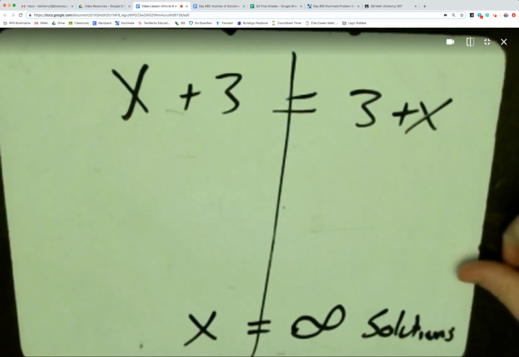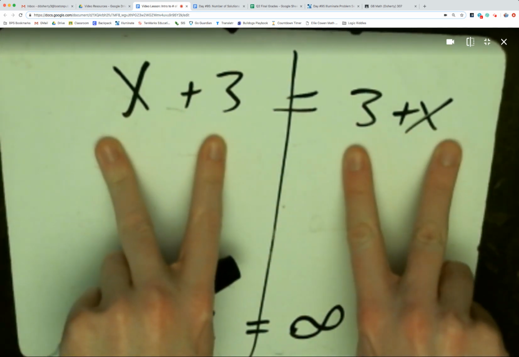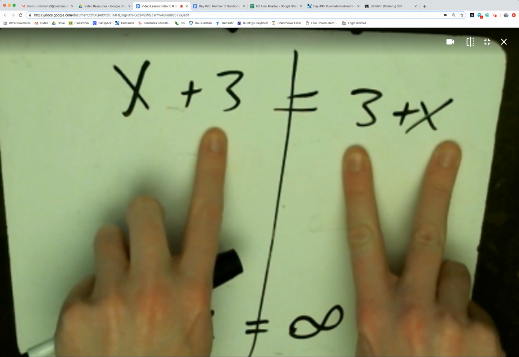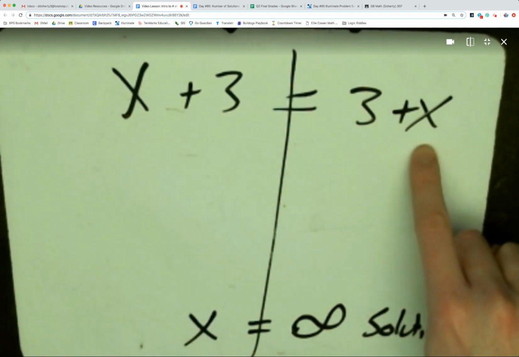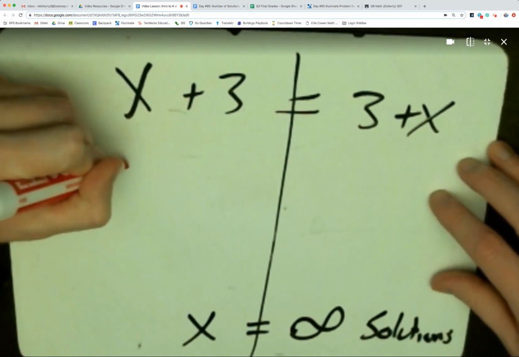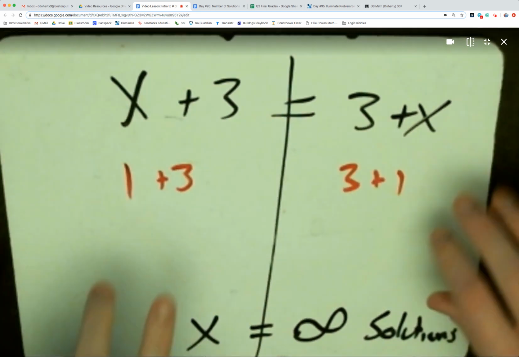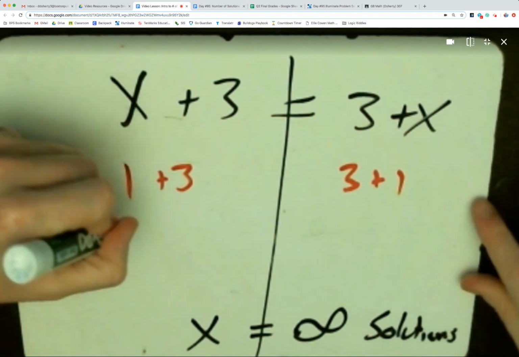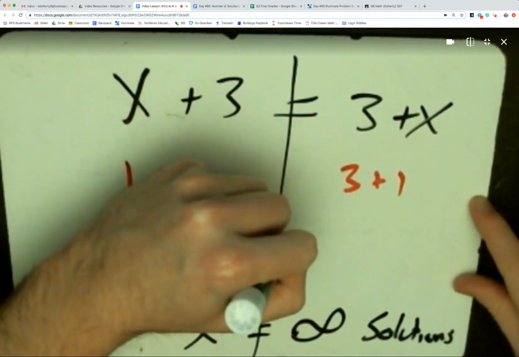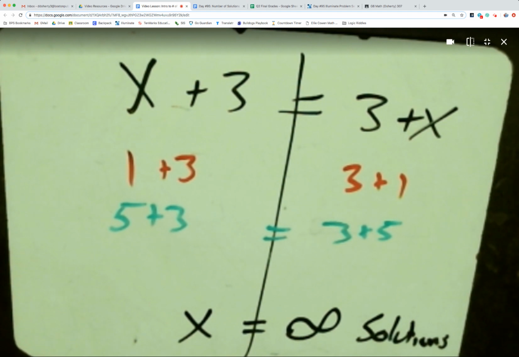Why is that? Because it's really the same expression on the left as it is on the right. X plus 3 is always going to make the same thing as 3 plus x. I know that if I pick different numbers, what if I pick a 1 for x? Will 1 plus 3 be the same thing as 3 plus 1? Of course, they're both going to give me 4. Or what if I pick a different value? What if I pick 5 for x? This side would be 5 plus 3 equals 3 plus 5, and both sides would just say 8 equals 8.